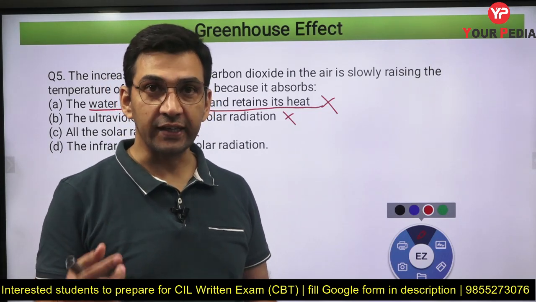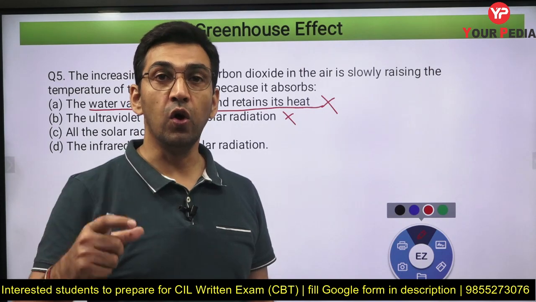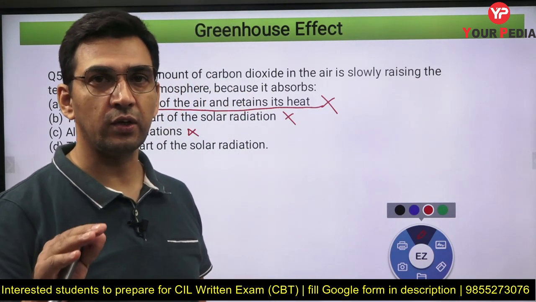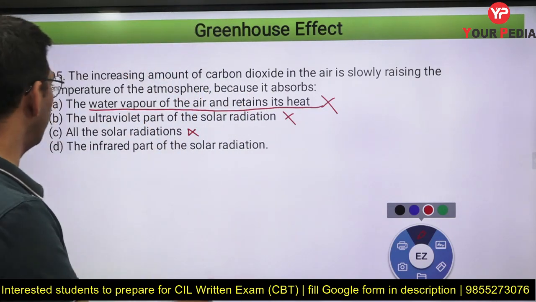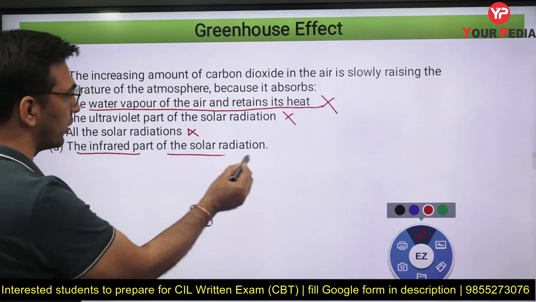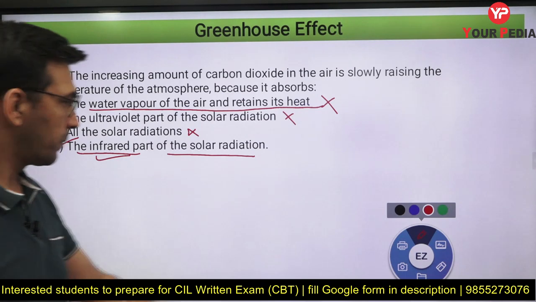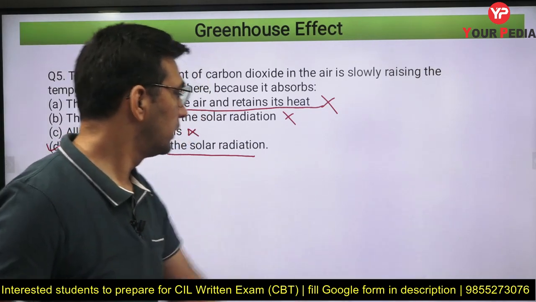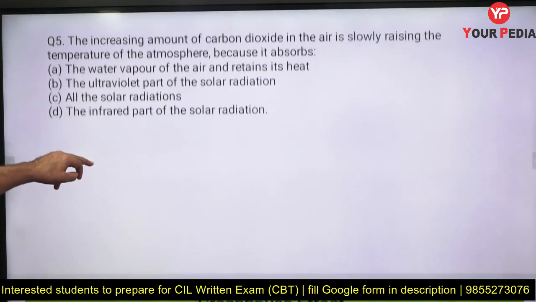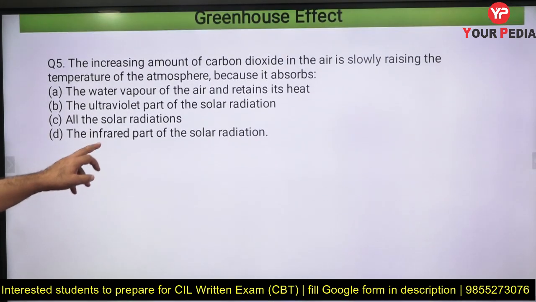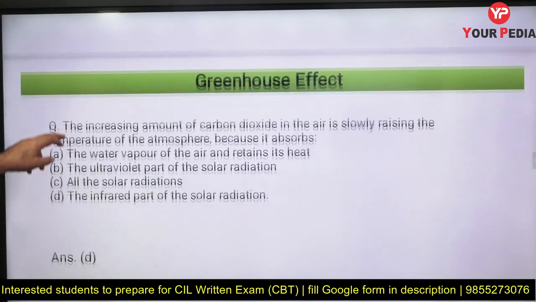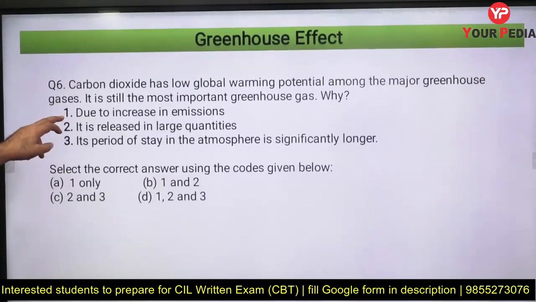So Earth, when it gets warm, it radiates long wave infrared radiations, and they have very less energy, and carbon dioxide, or for that matter other greenhouse gases, they block those long wave infrared radiations. So infrared part of the solar radiation, more specifically which one? Out of all these, it is basically the long wave infrared radiations which are blocked by this particular carbon dioxide, right? So D. So now go to this one.